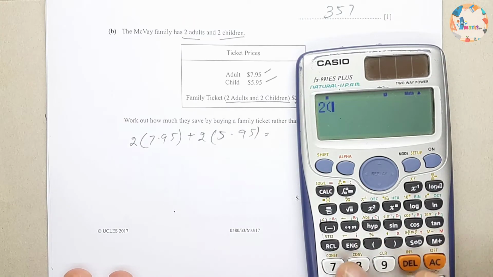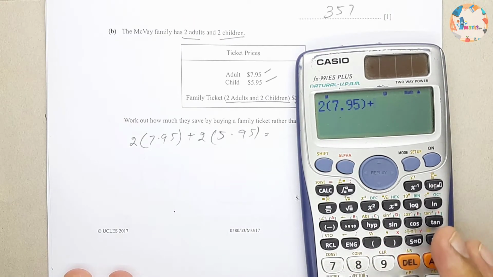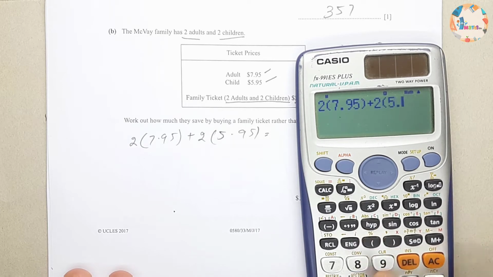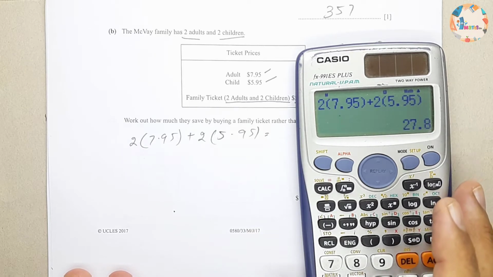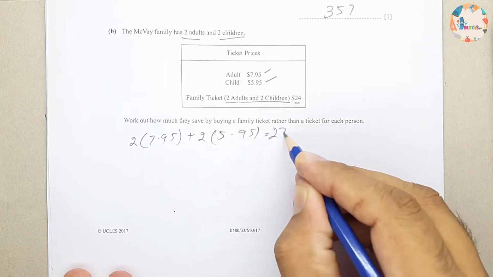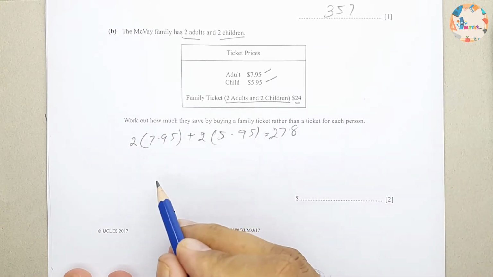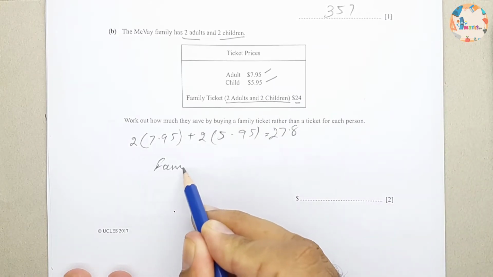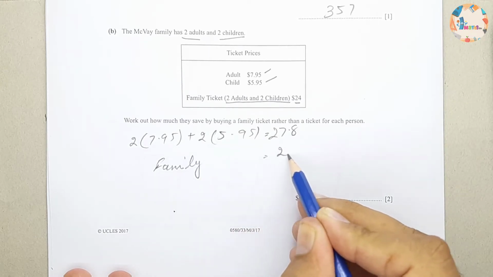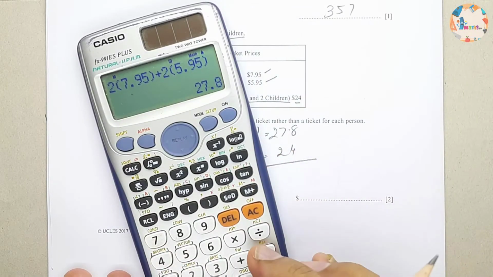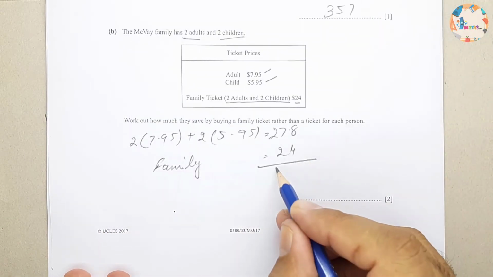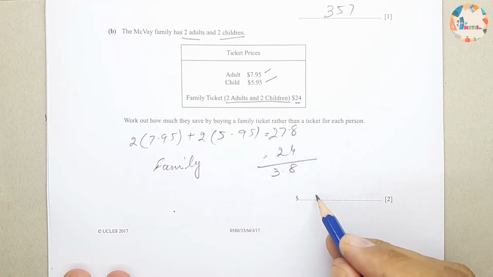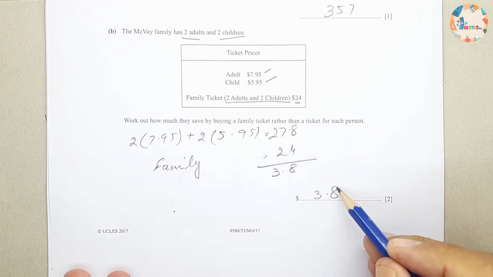2 into 7.95 plus 2 into 5.95, and this will be giving us 27.8. So instead of paying 27.8, the family ticket is 24. So 27.8 minus 24 is equal to 3.8. So they saved $3.8. So our answer will be $3.8. Hopefully you are getting this.